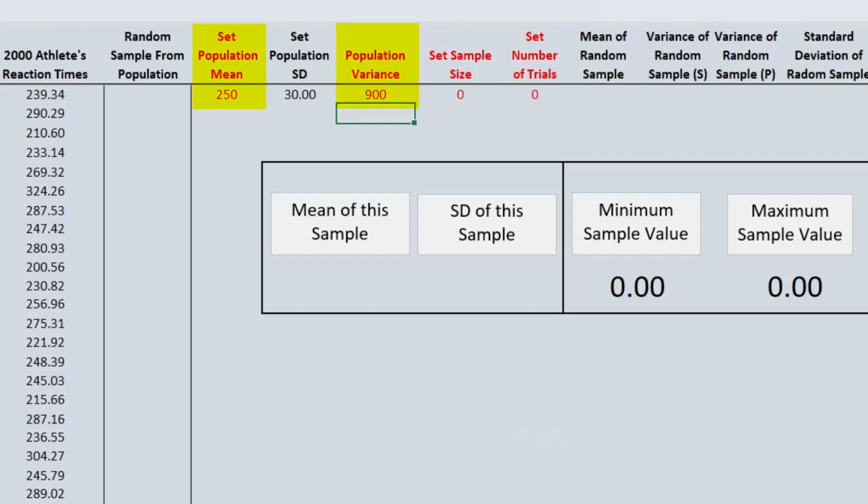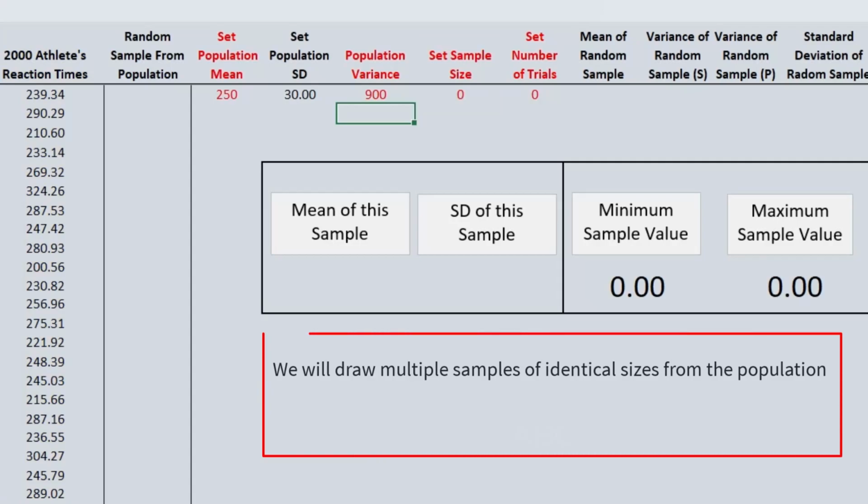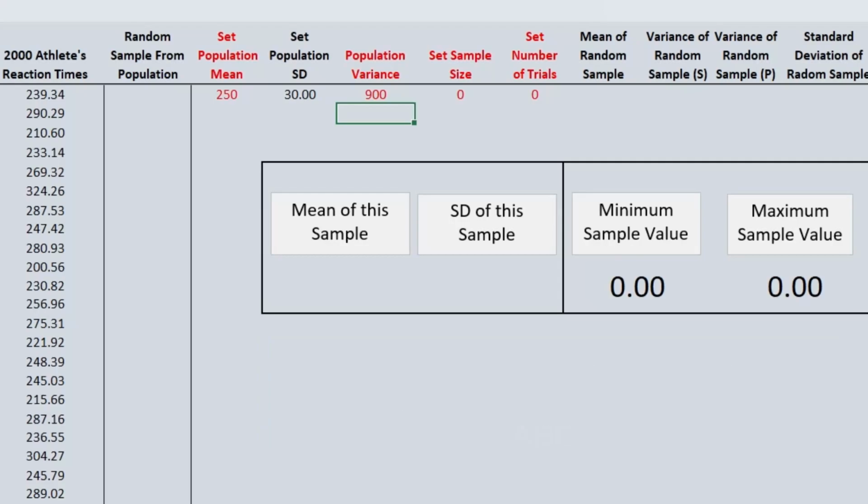These values serve as the initial parameters for our simulated population, representing the reaction times of all athletes if we had the capacity to measure everyone. From this simulated population, we can now draw random samples of any size and make inferences about how well these samples correspond to the actual population values. For this demonstration, we'll pull multiple samples of identical size from our population. This process illustrates the concept of sampling fluctuation, the variability that arises when we draw multiple random samples from the same population. Starting off, we'll draw a sample of 5 athletes.